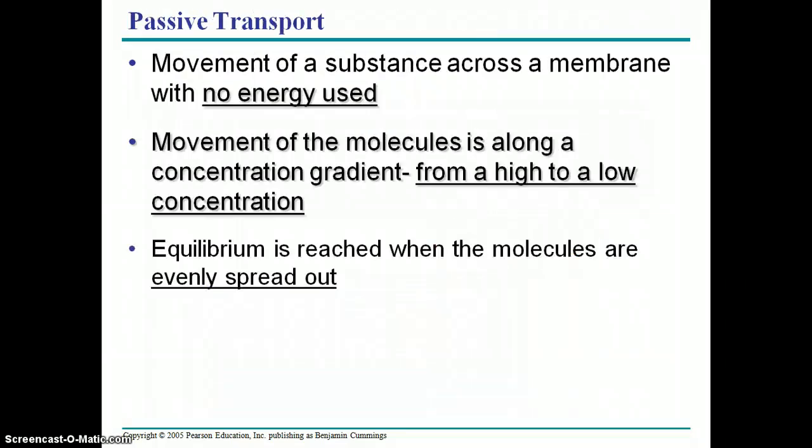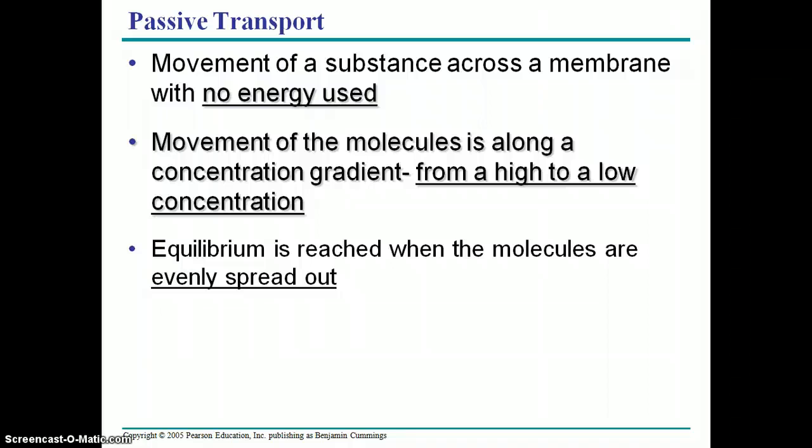Okay, so what is passive transport? Passive transport is moving a substance across the cell membrane without using any energy. Okay, and how that works is that the molecules are always moving. If you think about solids, liquids, and gases, right? What makes a gas is that the molecules are moving really fast. And a liquid, the molecules are moving a little bit slower. And so molecules are always moving, okay?